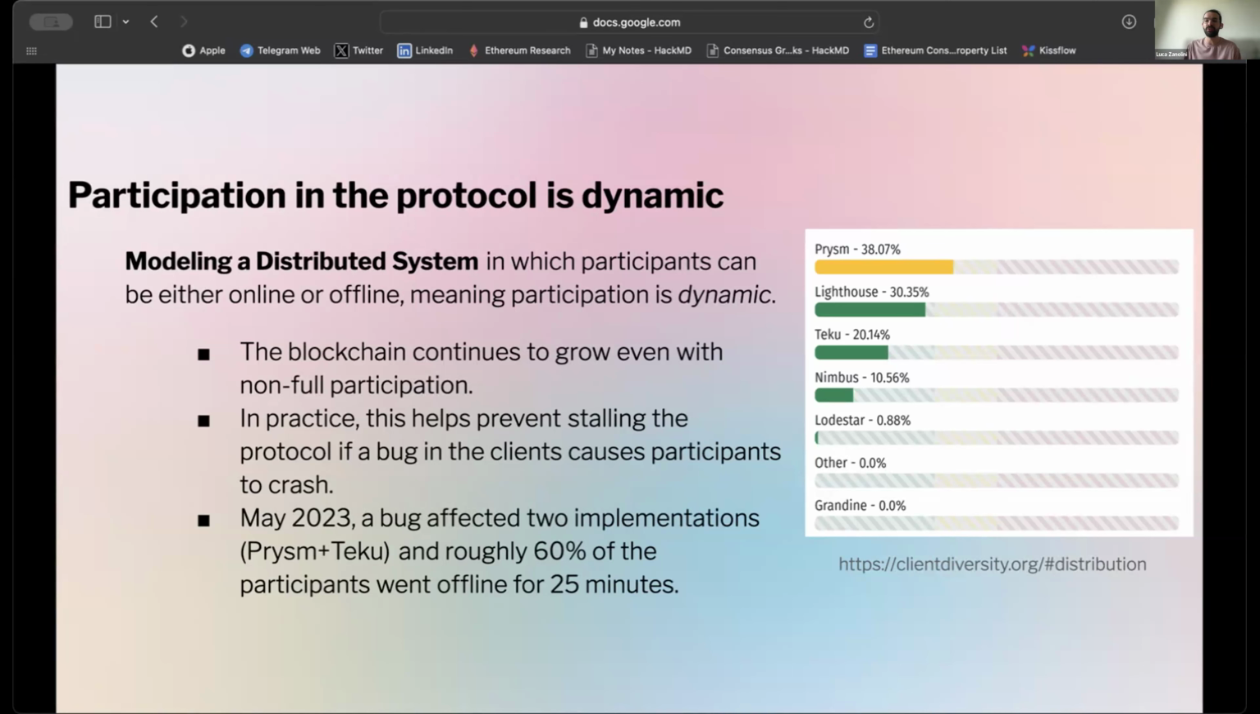For example, in May 2023, a bug affected two implementations of the consensus clients of the Ethereum protocol, Prysm and Teku, and roughly 60% of participants went offline for about 25 minutes. The chain, of course, halted finality, because for finality, if you remember, we need more than 2/3 of validators to be online and voting. However, the chain kept growing due to LMD Ghost.